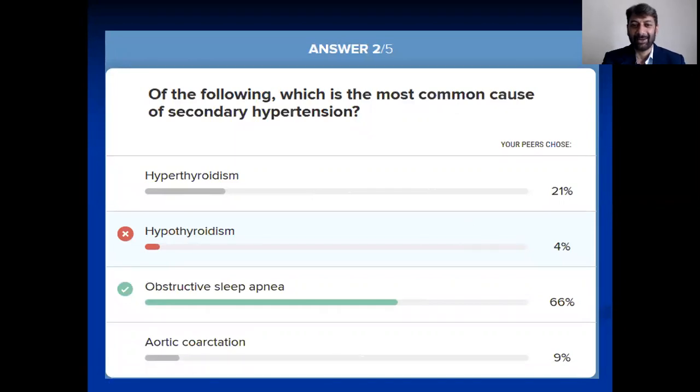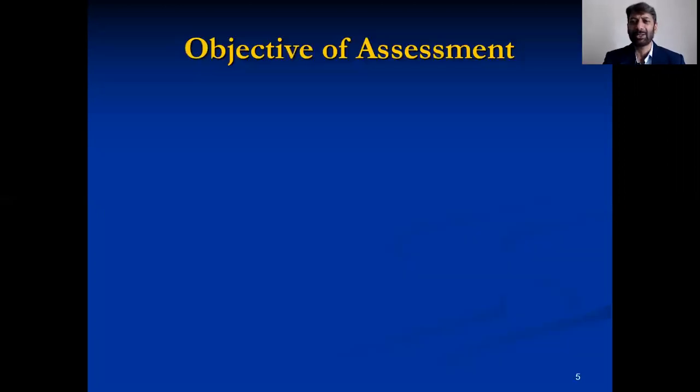Now here is the right answer. The right answer was obstructive sleep apnea. Out of these four, hypothyroidism wasn't the right answer. Since we raised this issue of secondary hypertension, that is etiology, I want you to revise the objectives of assessment when you are dealing with a patient who has newly diagnosed hypertension or high blood pressure.